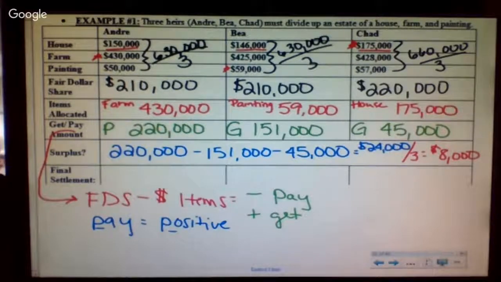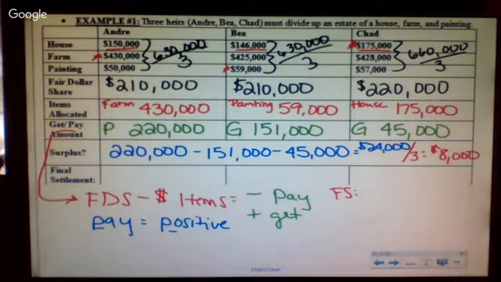Okay, to get your final settlement, you want to use your get pay amount and add on your surplus. So, final settlement. I'm confused. What are you confused with? Because you're just sitting there and not asking questions. I can't help you if you sit there and stare at a screen. Okay, stop me and ask me a question. If not, I'm going to continue to teach.